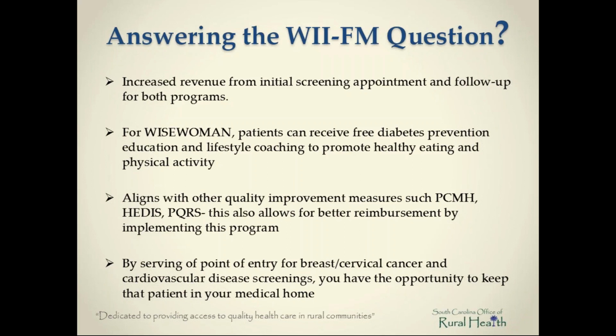And so you have the opportunity to be reimbursed for providing a breast and cervical exam, that annual pap smear, that comprehensive breast exam, but also you're already going to take these labs anyway for a typical physical, and this is a way for you to be paid for such. For Wise Woman, beyond the initial screening, they are entitled to access to free diabetes prevention education, lifestyle coaching, and also the Taking Off Pounds Sensibly program. So there's a weight management component.